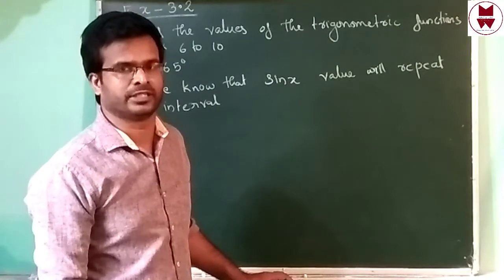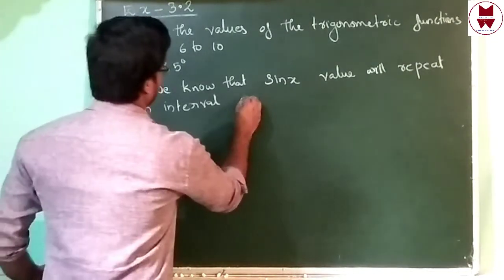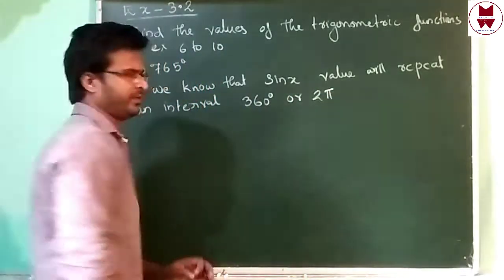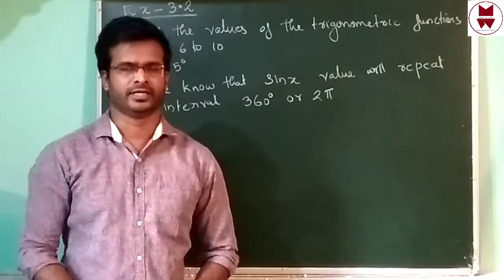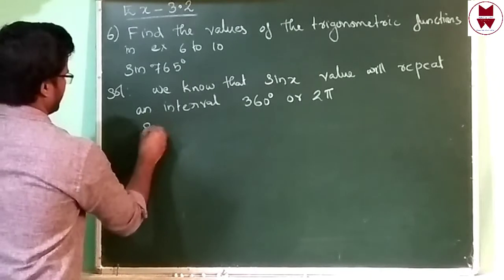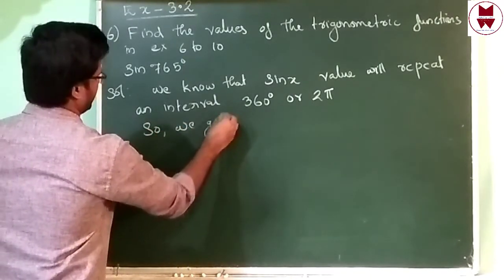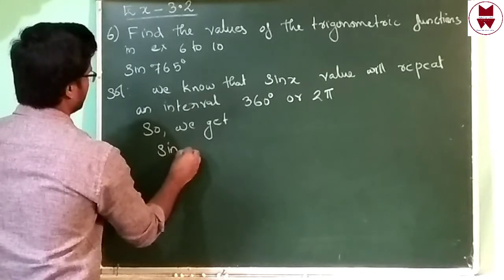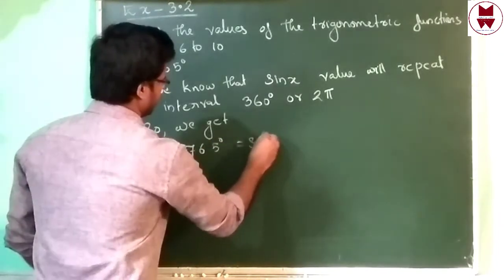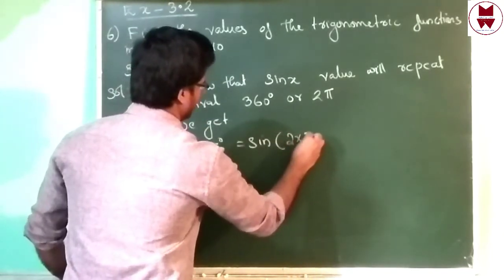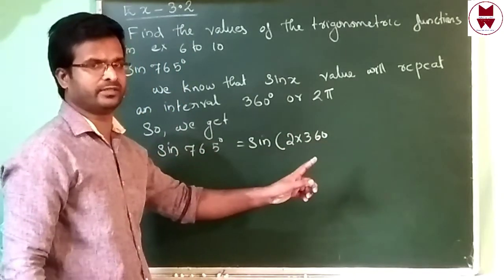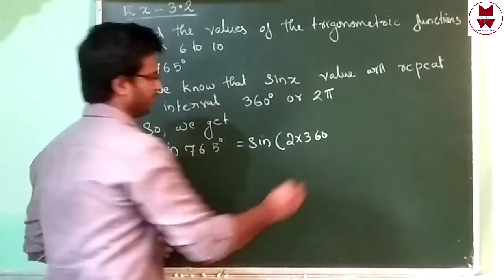After which interval will it repeat? 360 degree, isn't it? 360 degree or 2 pi. 2 pi means radian measurement. After 360 the sin value will repeat. So we can write the given value, sin 765 degree, as sin 2 into 360. 2 into 360 is 720, isn't it? Then the remaining is how much? 45.